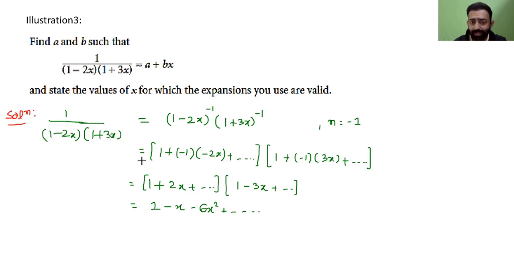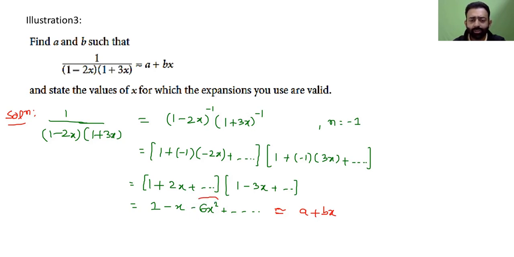Since it says this is approximately equal to a plus bx, it means x in this case could be very small, so all the higher order terms will have negligible values. We are just ignoring them, and the solution is valid for the first two terms only, because the other terms are very, very small. We can take the approximate solution till the second term, a plus bx.